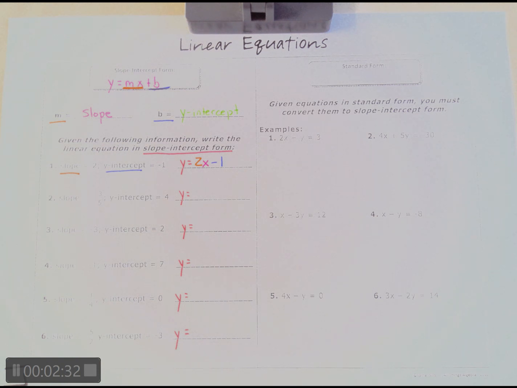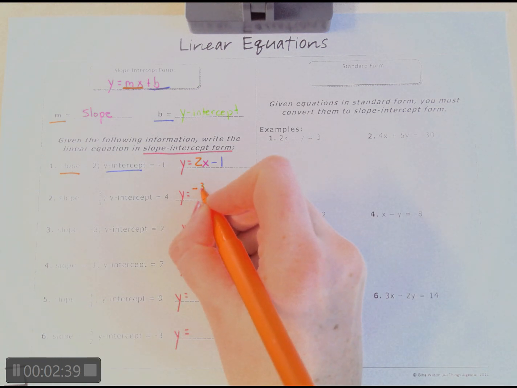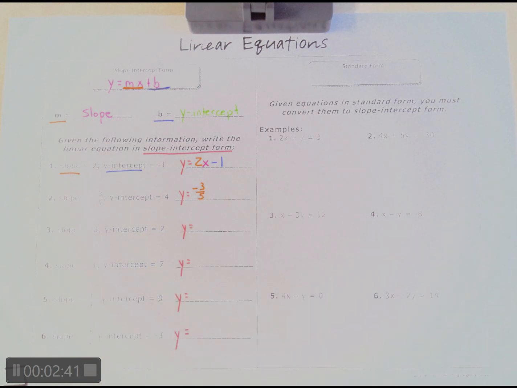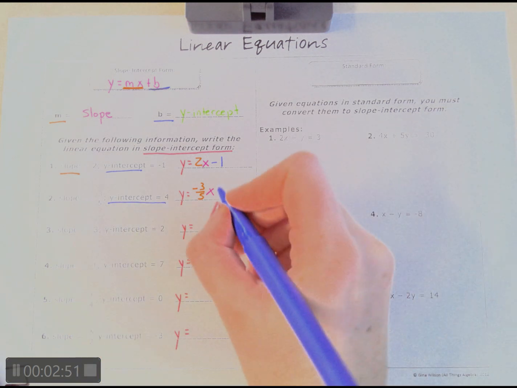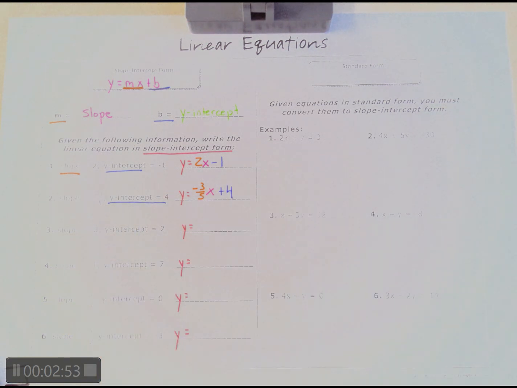Slope is -3 divided by 5. So that means that my slope is going to be -3 divided by 5 and an x. And this time our y-intercept is 4. So since it's a +4, I'm going to put +4. Okay?